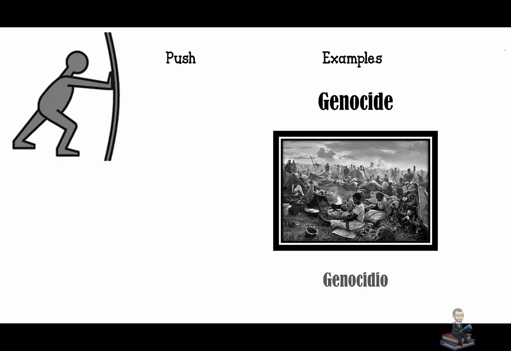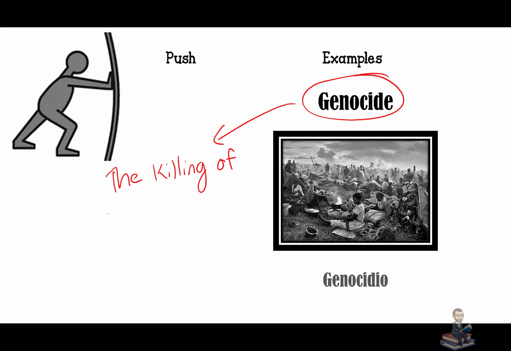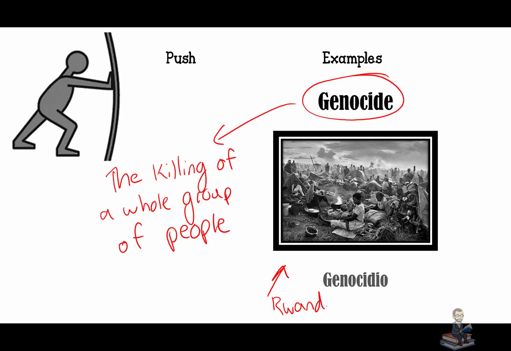The next example is genocide. Genocide is the killing of a whole group of people. So here, this is the Rwandan genocide. And when that was happening, we actually got many people from Rwanda to come to the United States. So genocide is another example.